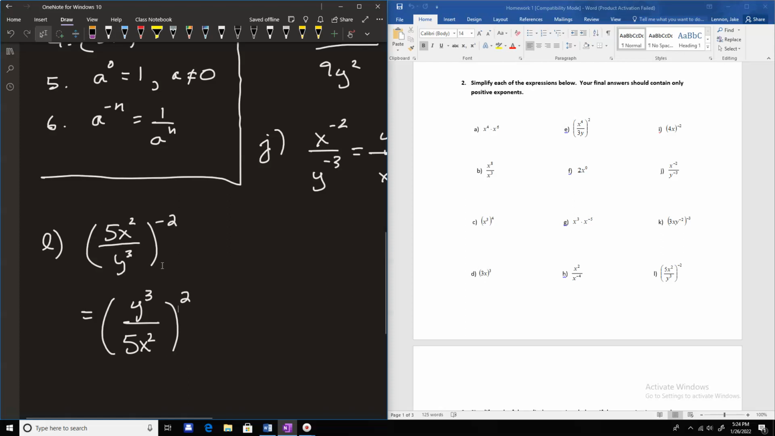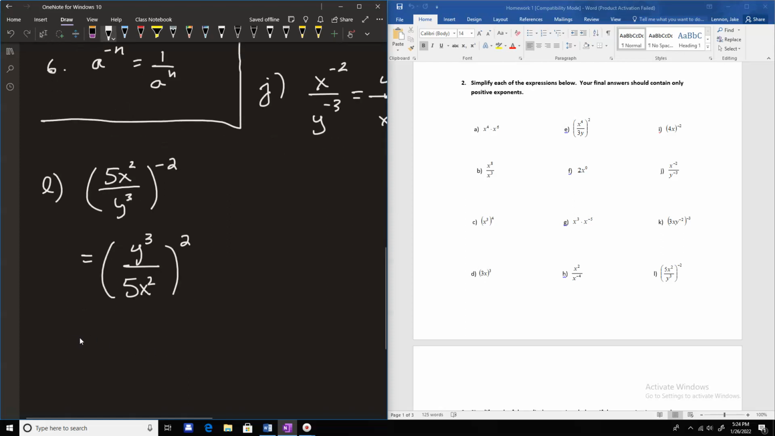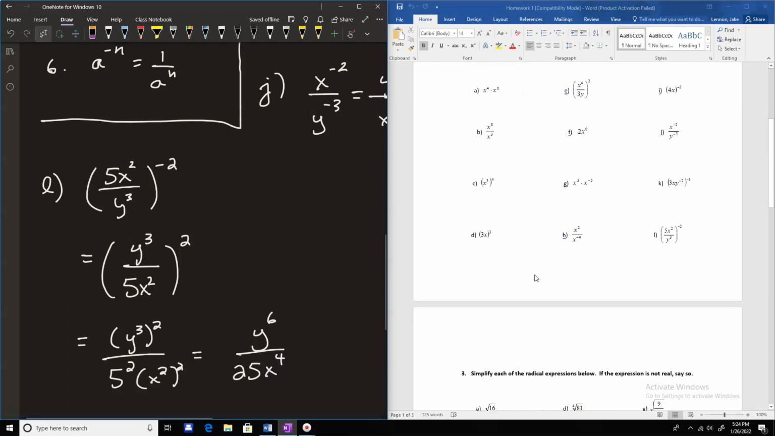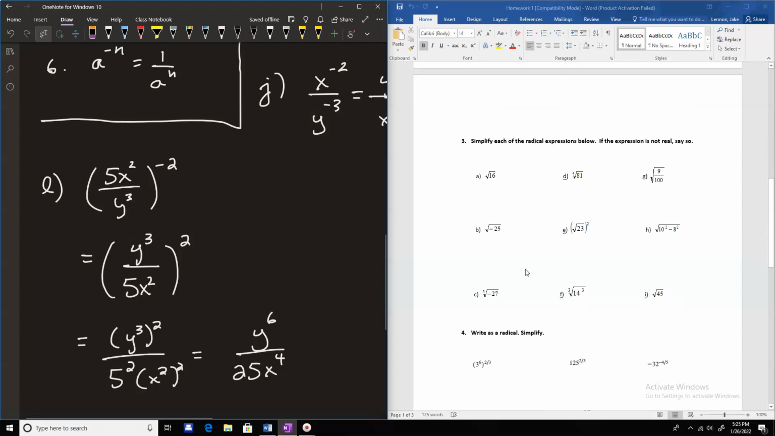I think it was part G. You just apply the squaring to each factor on the inside. So you have y to the third quantity squared over 5 squared, and then you have x squared squared. So multiply your exponents. So top 3 times 2 makes 6. 5 squared is 25. And x squared squared, 2 times 2 is 4. So those are those laws of exponents.